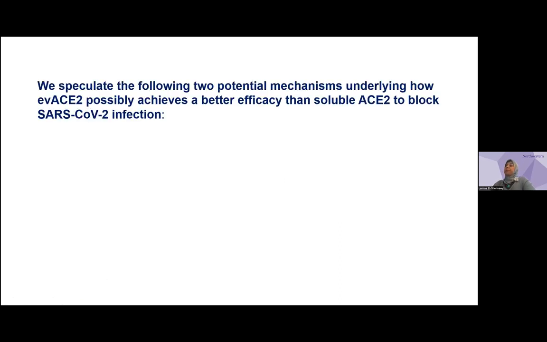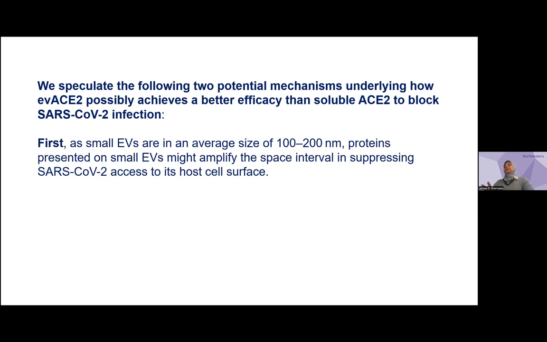So we speculate the following 2 potential mechanisms underlying how EV-ACE2 possibly achieves a better efficacy than soluble ACE2 to block SARS-CoV-2 infection. The first one is, as small vesicles, they are an average of 100 to 200 nanometers. The proteins presented on those small vesicles might amplify the space intervals and thus suppress SARS-CoV-2 access to its host cell surface.